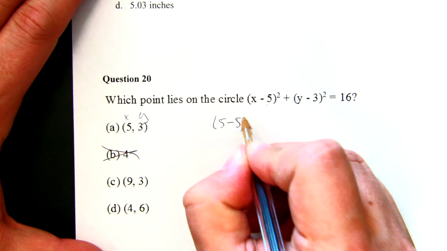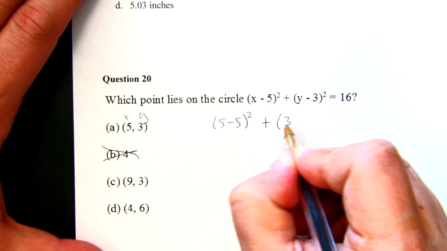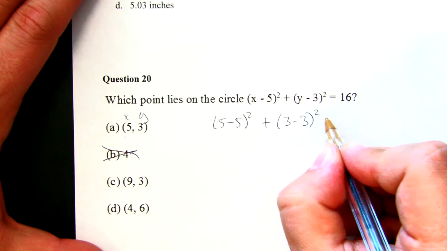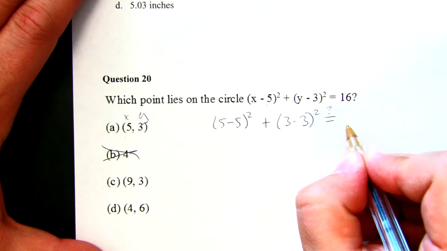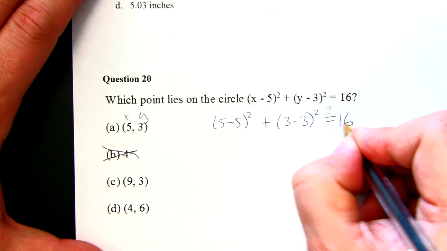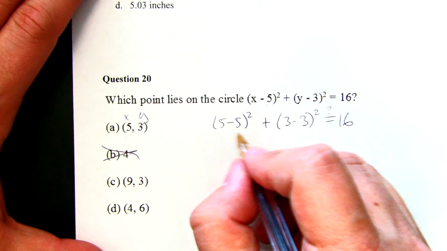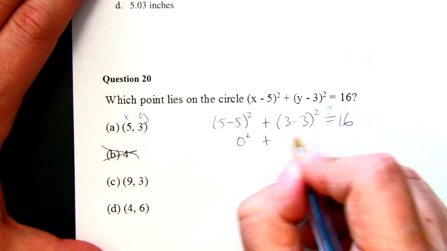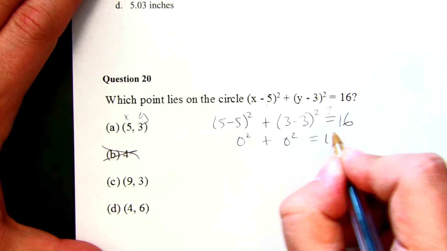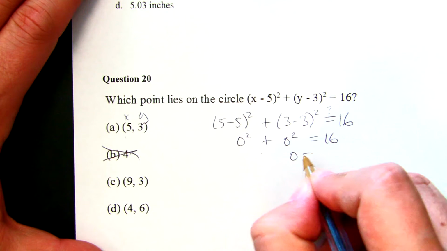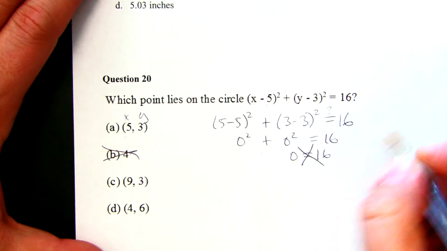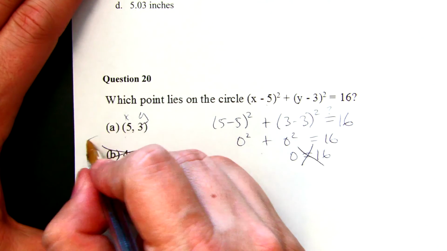5 minus 5 squared plus 3 minus 3 squared. And I'll put a little question mark over that. I'm asking myself if it equals 16. Well, 5 minus 5 is 0. 3 minus 3 is 0. Well, 0 plus 0 definitely does not equal 16. Okay? So, it's not A.